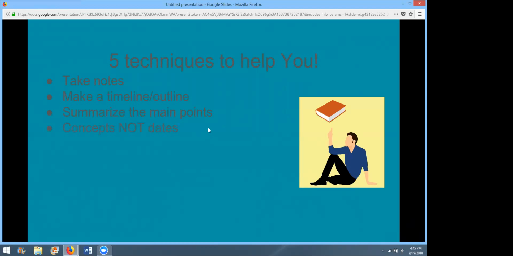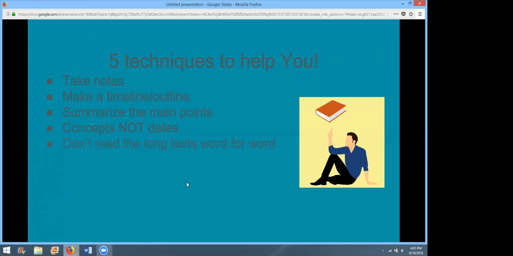Concepts, not dates. Okay, dates are important. Don't get me wrong with that. Dates are important, but they're not the end all be all of history. Yes, you need to know dates. I'm not going to sit here and tell you you don't need to know dates for history class, but the dates are not as important as the major main points and the concepts.